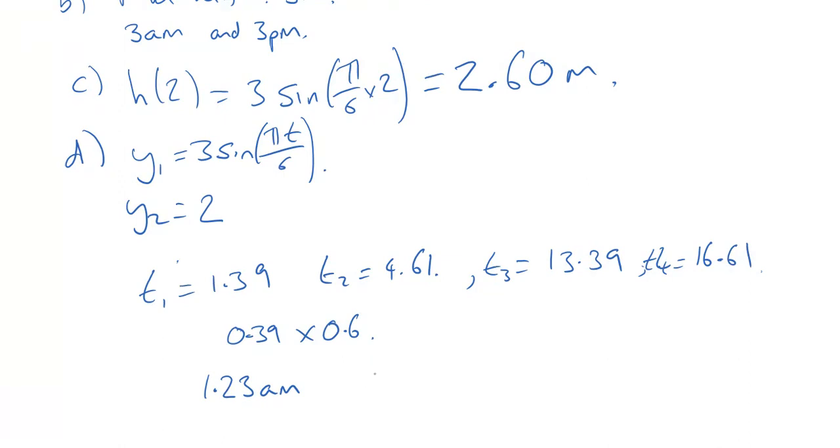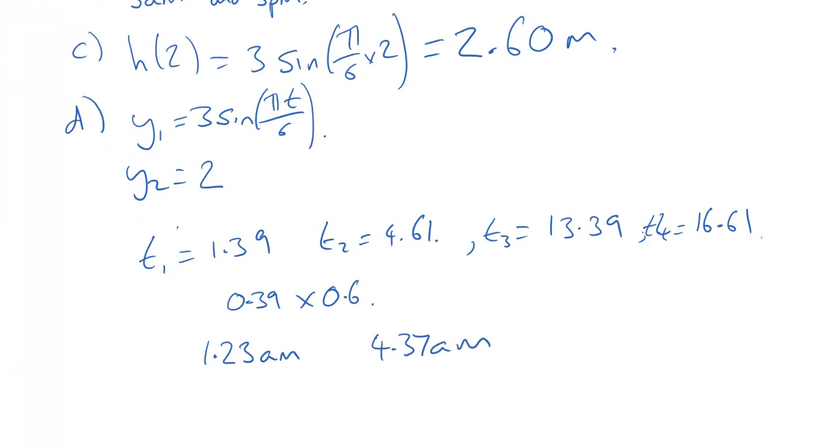Again, in T2, taking the 0.61 and multiplying by 0.6, we're going to get 0.37. So this corresponds to 4:37 a.m. Okay, so there's our two values there. Again, we can add 12 to this, and in fact, let's just use AM and PM. So we're going to have 1:23 p.m. and we're going to have 4:37 p.m. Right, so those are our values.